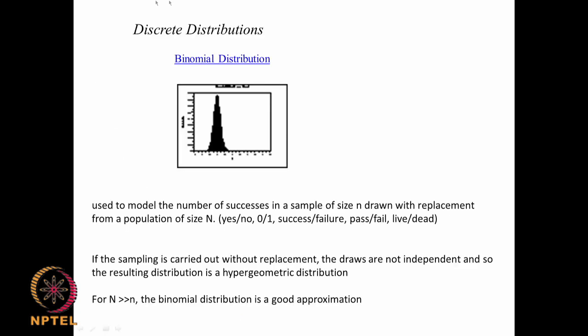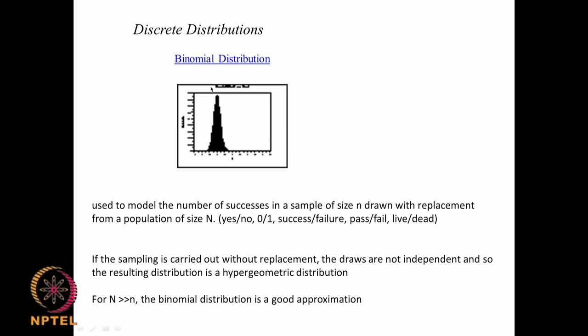Okay, let's take the binomial distribution. You must have all read in your school about probability, tossing a coin, tossing a dice, and so on. The binomial distribution is based on yes/no, or 0/1, success/failure, pass/fail, live/dead, black/white. Or suppose I have a dice which has 6 faces, and I am throwing the dice, you may get a number 1 or 2 or 3 or 4 or 5 or 6 at equal probability. So all these are based on the binomial distribution. The sampling is carried out without replacement, which means you are not putting it back, so the draws are not independent.